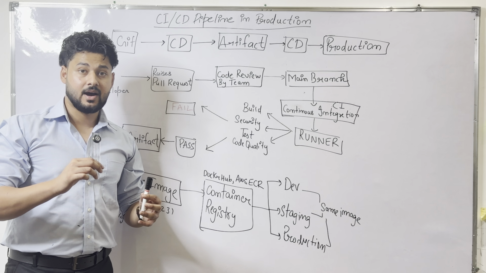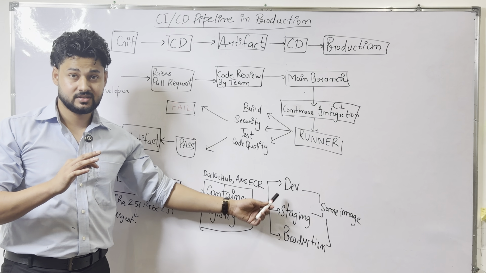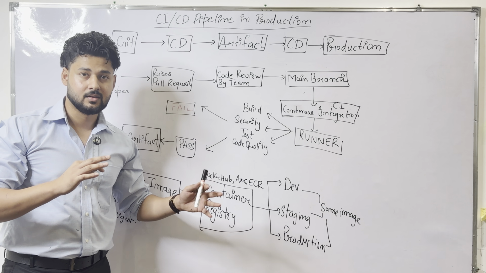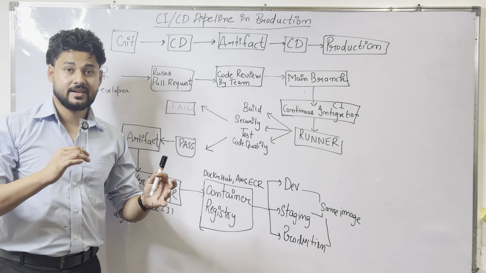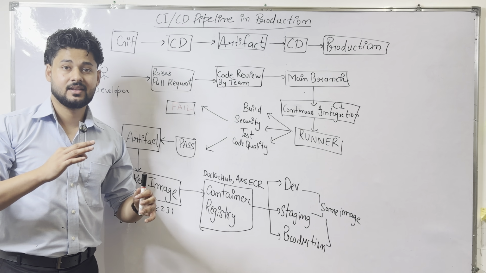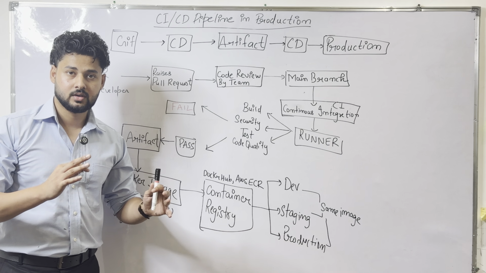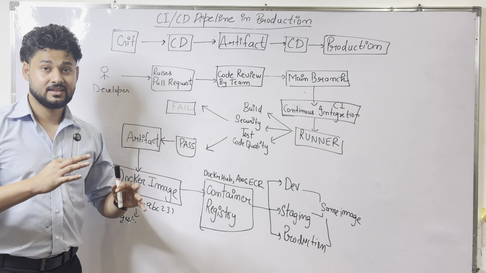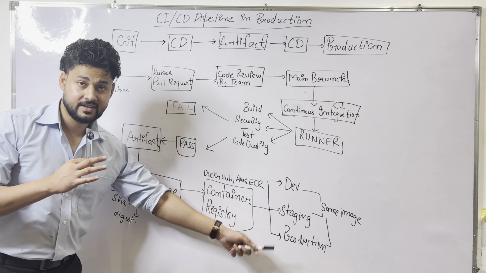And here is the important part. We don't build this image again for staging, and we don't build it again for production. The same image moves further. Why? Because imagine you tested one image in staging, then production builds another image with the same source code. How do you know they are actually identical? You don't know. So we build once, then move the same image through the different environments.